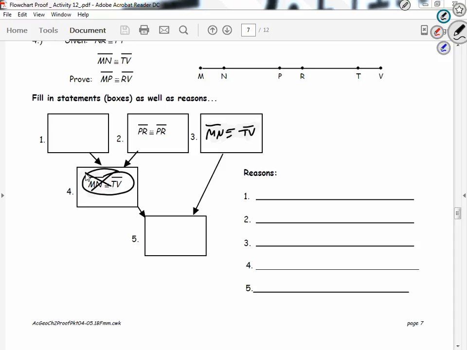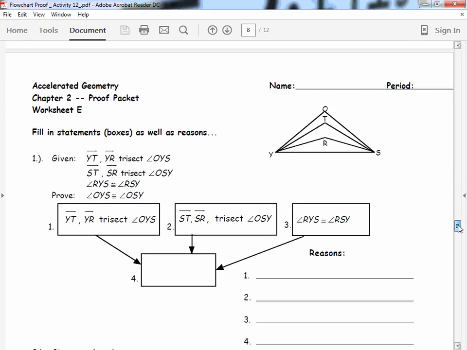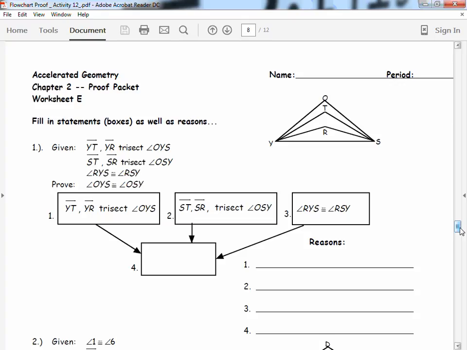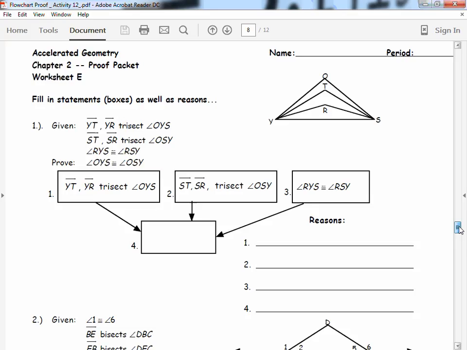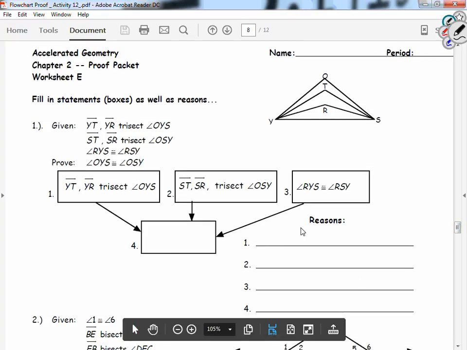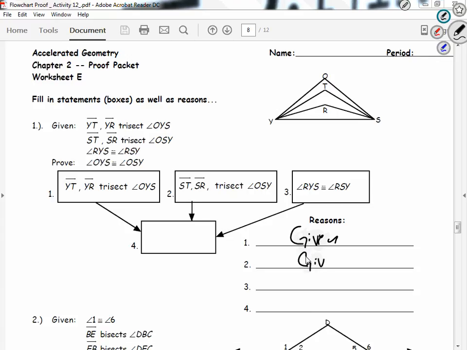Can you do the ones for the press? Okay, like this one? Yeah. Alright. So we're going to say statement 1. Why is statement 1 true? Given. Why is statement 2 true? Why is statement 3 true?